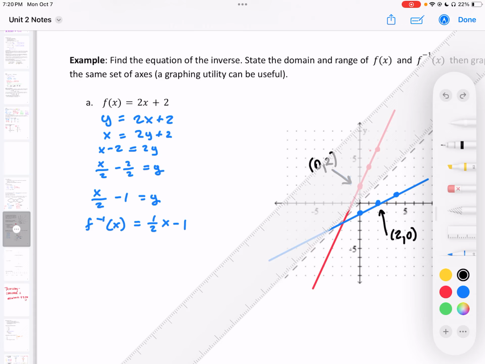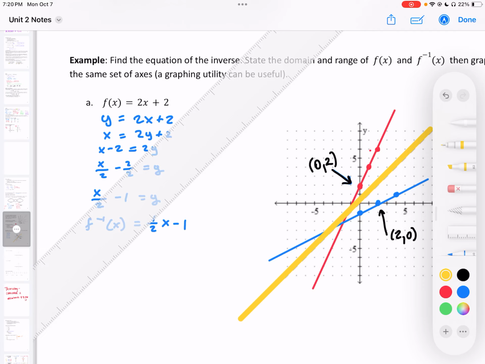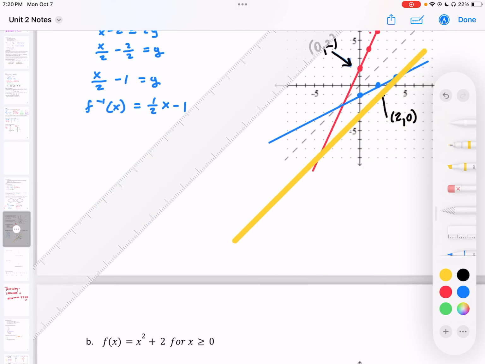Whoops, meant to do that in yellow. It's not quite even. Move that down slightly. It's called the identity function.